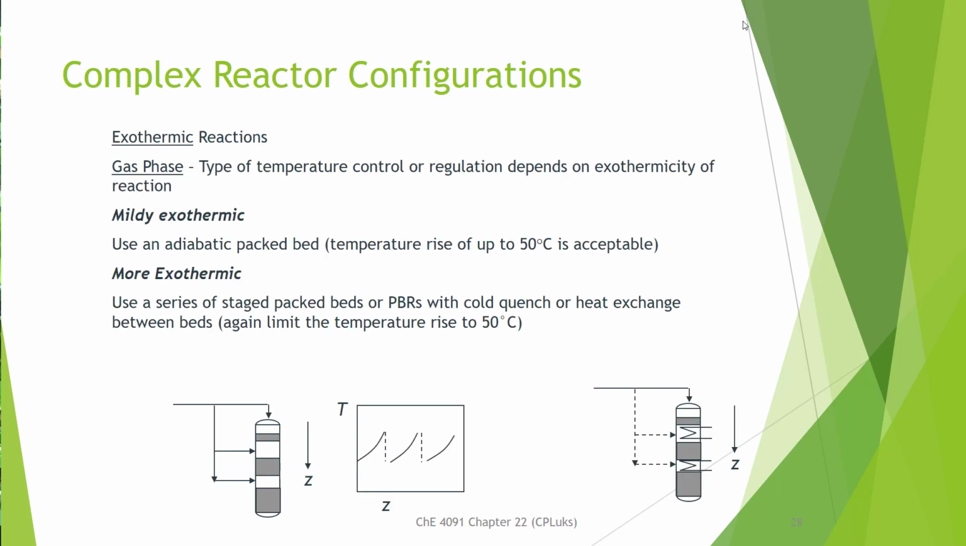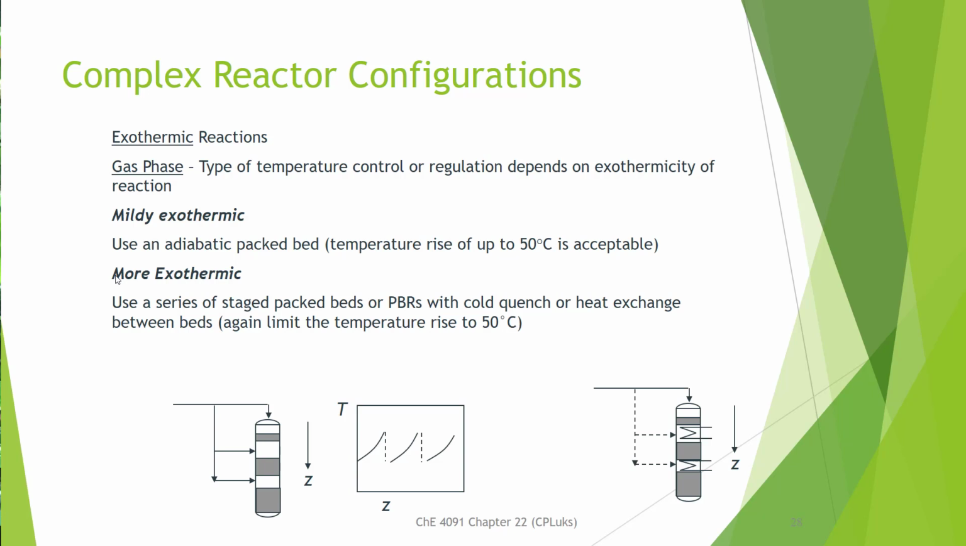For exothermic reactions, we want to also consider gas phases. So for gas phases, if it's mildly exothermic, an adiabatic packed bed reactor probably is going to be fine. You could expect that maybe you'll get a temperature rise of maybe 50 degrees C, but most of the time that's okay. But if it's more exothermic, then it's going to have a larger temperature rise. And in that case, we probably want to limit the temperature rise to 50 degrees C.